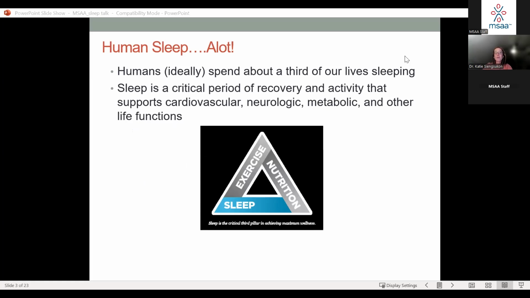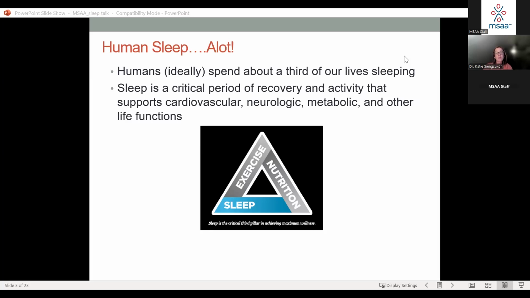So we know humans sleep a lot, ideally. We spend about a third of our lives sleeping. And even though it may look like you're laying there not doing a whole lot, we actually know much better now today than we did even just a few years ago that there's really a lot of processes going on in our brain and in our bodies. So it really is a critical period of time that our bodies and brains are undergoing recovery, as well as various cellular activities to help support systems of the body, including our cardiovascular system, our neurologic system, metabolic, and other life functions.